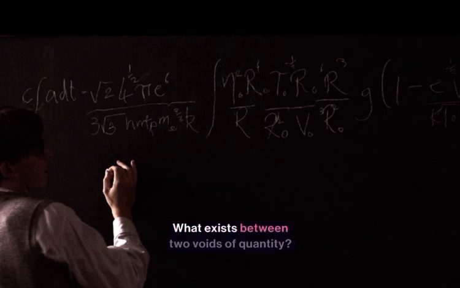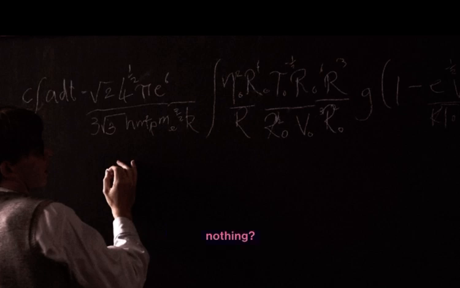What exists between 2 voids of quantity? If two points have no size whatsoever, no extent, then how do we transition from one point to another? How do we mathematically map from one nothing to another nothing? And this is where we're going to talk about the unbounded division and the continuum.